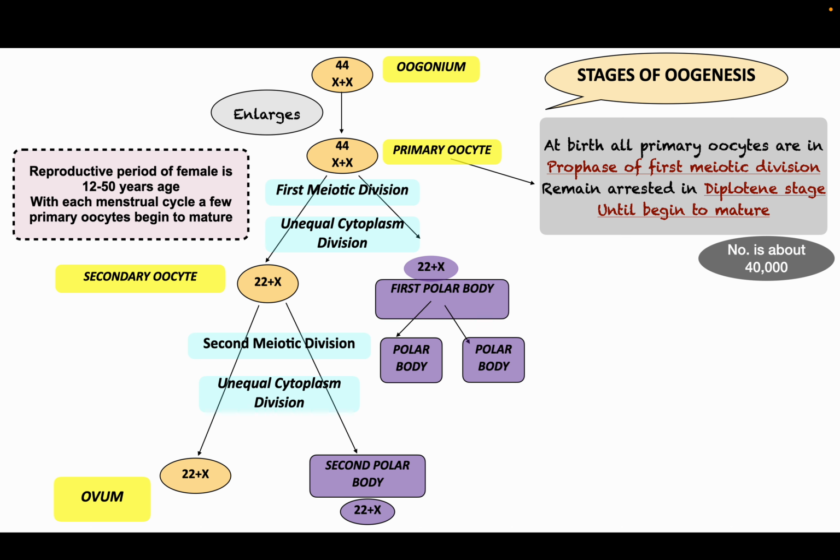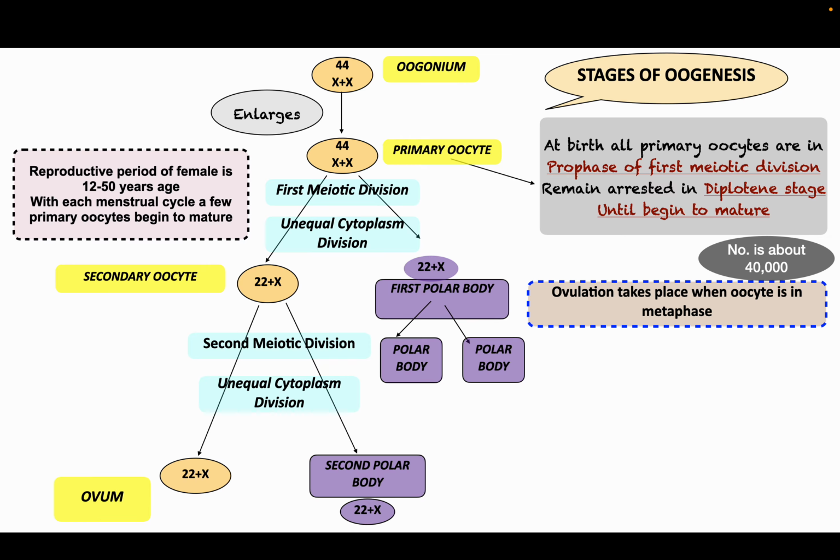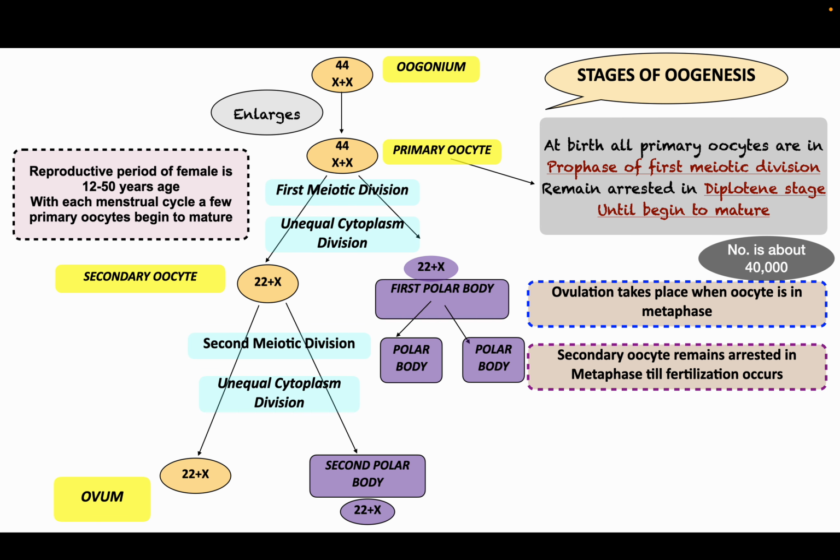The reproductive period of a female is 12 to 50 years of age, within which, with each menstrual cycle, a few primary oocytes begin to mature. Ovulation takes place when the oocyte is in metaphase. After that, the primary oocyte undergoes the first meiotic division, which is an unequal cytoplasmic division, resulting in a secondary oocyte and the first polar body. This secondary oocyte remains arrested in metaphase till fertilization occurs.